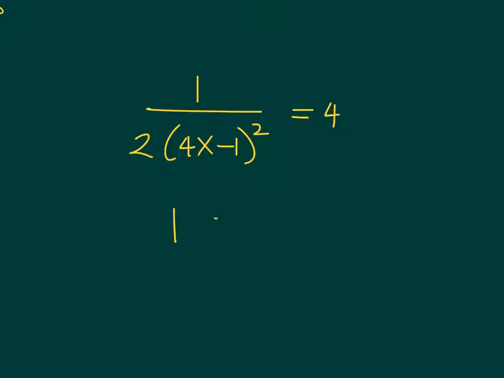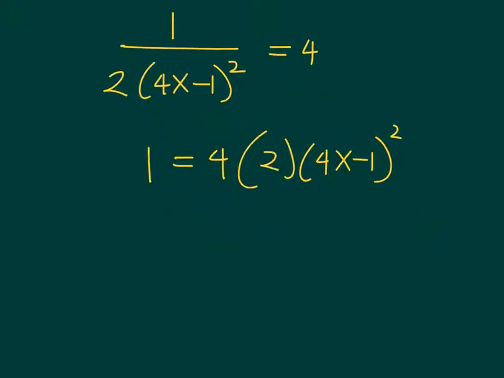Suppose what we have is 1 over 2(4x − 1)² equals 4. Okay. So again, we can apply cross multiplication. So 1 is equal to 4 times 2 times (4x − 1)². Okay. And that will give us 8 times (4x − 1)².